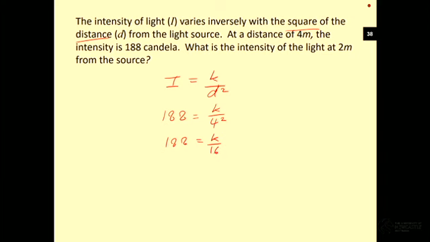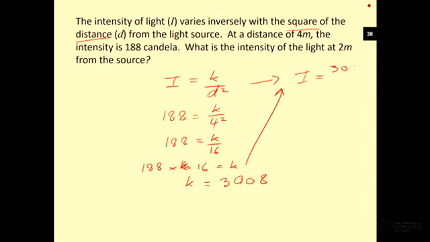So in order to get that K by itself, I've got to times both sides by 16. So K, I'll leave it on that side, 188 by 16 equals K, and K equals, anyone? 3008, beautiful. So the formula, 3008. There's my formula, there's the number, I equals 3008.